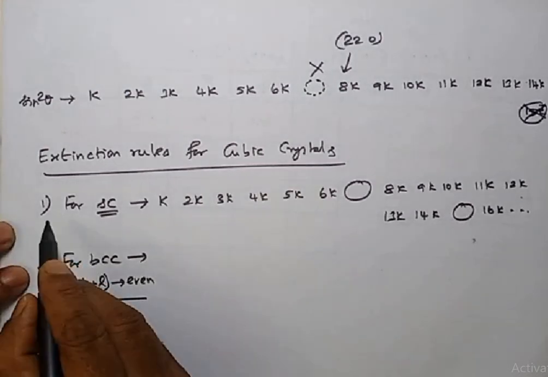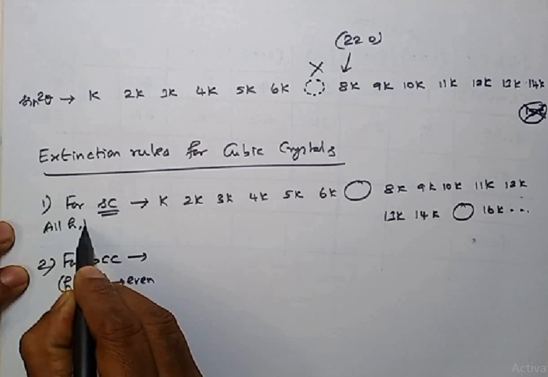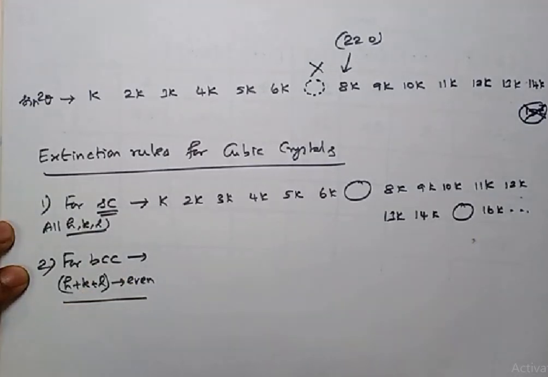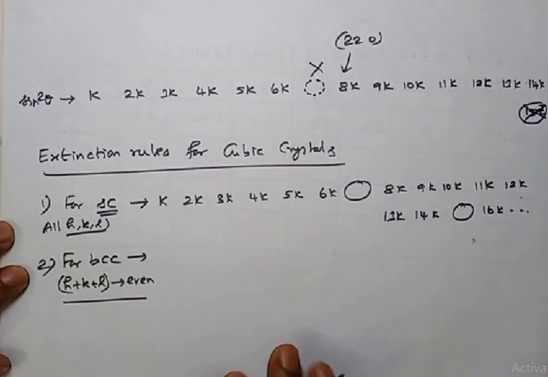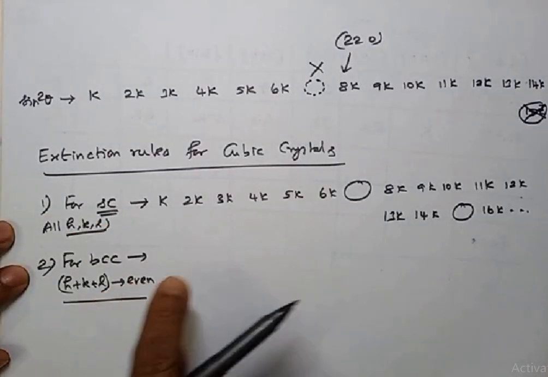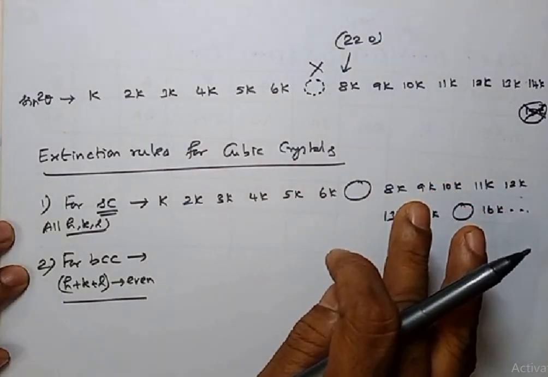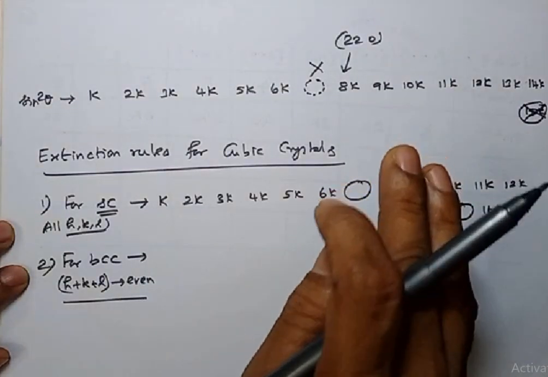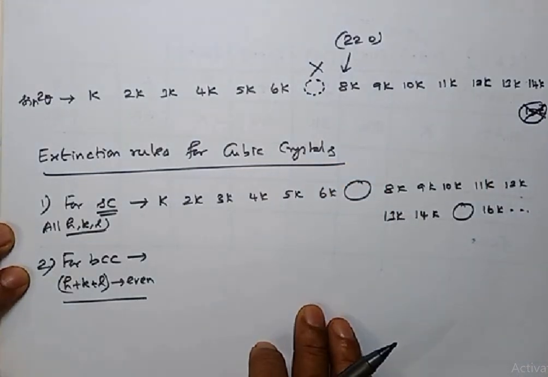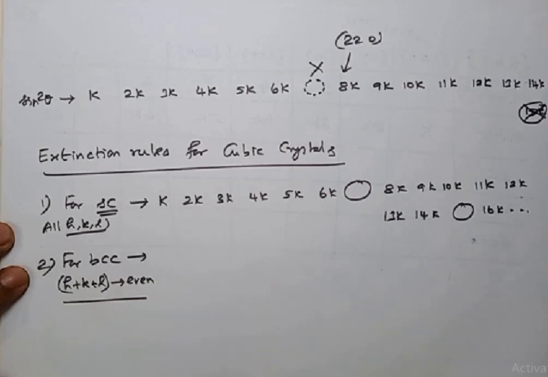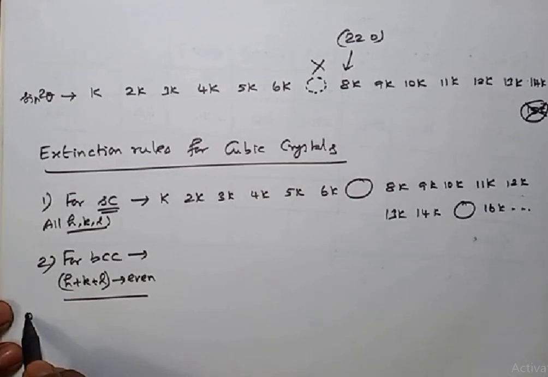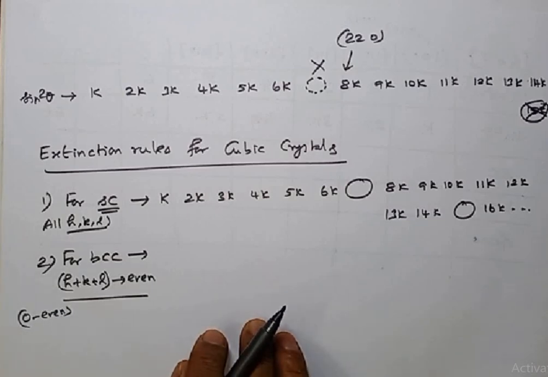In the case of simple cubic, all HKL values are allowed. You need not worry about whether it is odd or even; any number is allowed. For BCC, only those planes will reflect the X-rays, with constructive interference, for which H plus K plus L is even. And remember, 0 is even. Observe carefully, in crystallography we take 0 also as an even number.